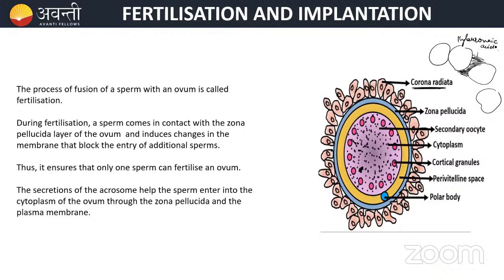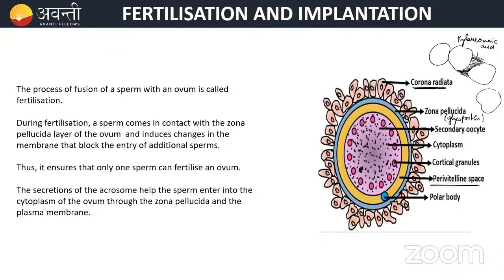Now, inner to the corona radiata, the zona pellucida is present, and the zona pellucida is made up of glycoprotein. Remember this. Now, inner to the zona pellucida, there's the perivitelline space. This is the space between the zona pellucida and the plasma membrane of the secondary oocyte.